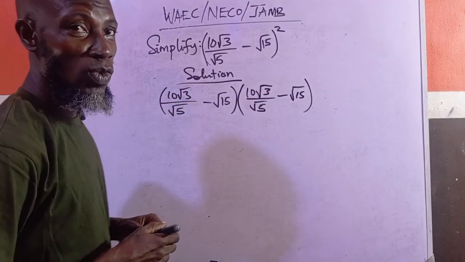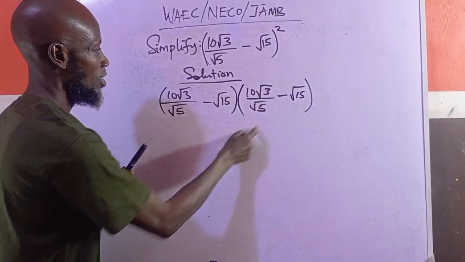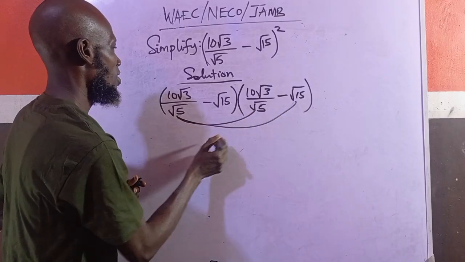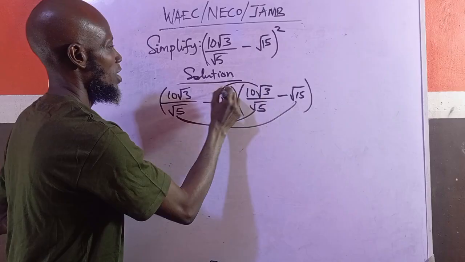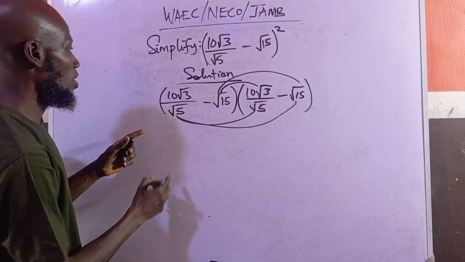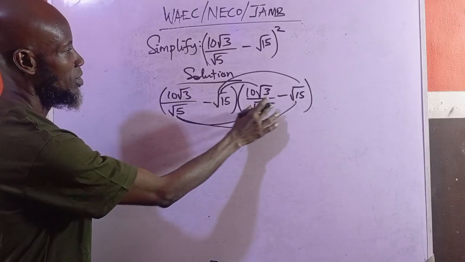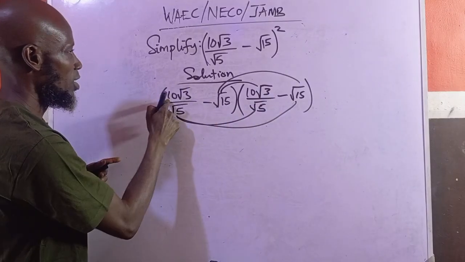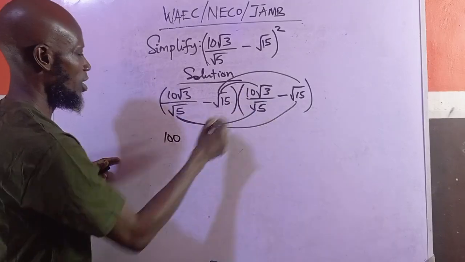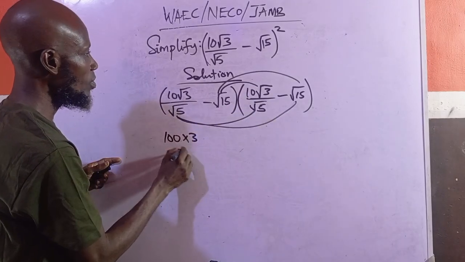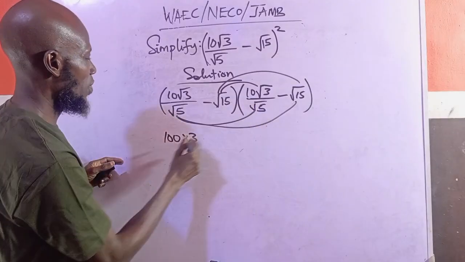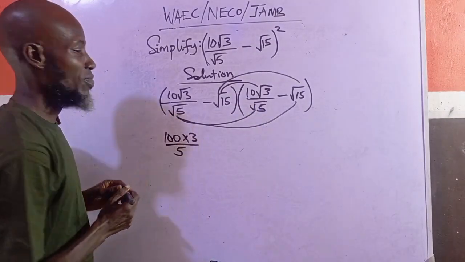So now we are going to expand. So this we move to multiply this, then we take this as well. So now let's take that one after the other. So this times this is going to give us 10 times 10, that's 100. Then root 3 times root 3, that's 3. And then this root 5 times root 5 will also give us 5.